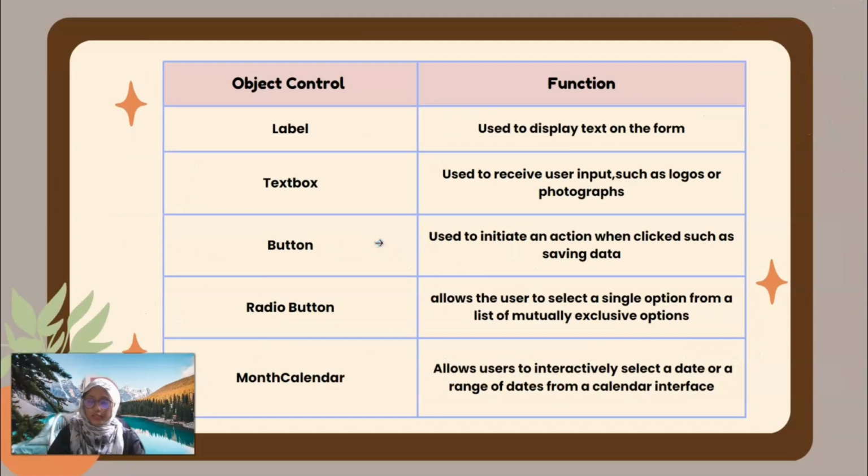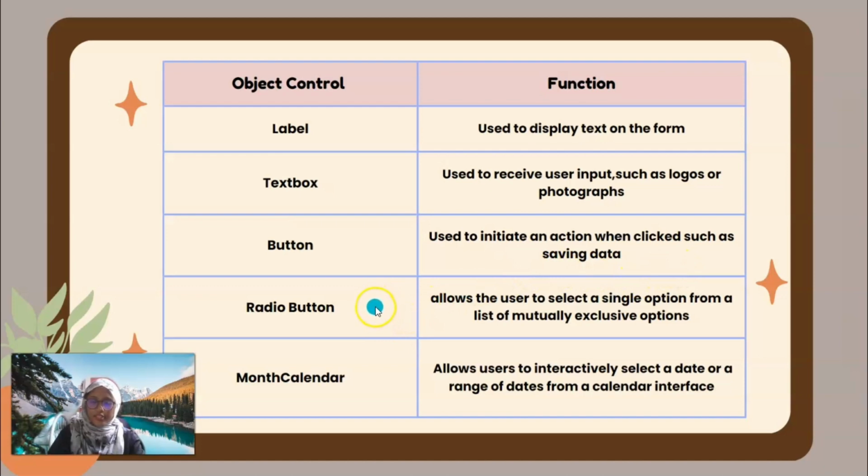So in this question, we need to identify 5 object controls from the toolbox and their functions. The first one is label, used to display text on the form. The second one is text box, which is used to receive user input. The next one is button, which is used to initiate an action when clicked, such as saving data.